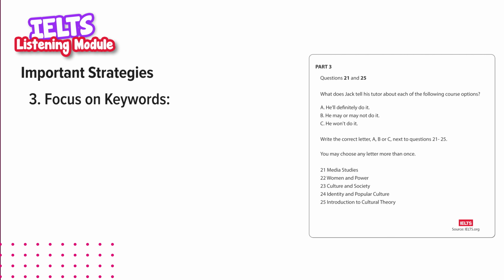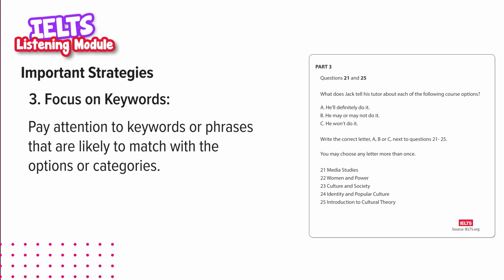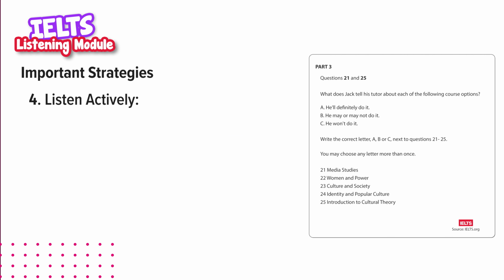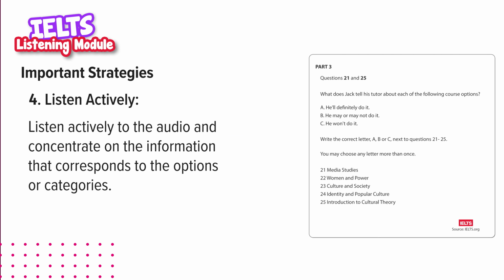Focus on keywords as you listen to the audio. Pay attention to keywords or phrases that are likely to match with the options or categories. Note down these keywords to help you make accurate connections later. Listen actively to the audio and concentrate on the information that corresponds to the options or categories. Be prepared for paraphrasing or synonyms, as the information might be presented differently from what you read in the options.